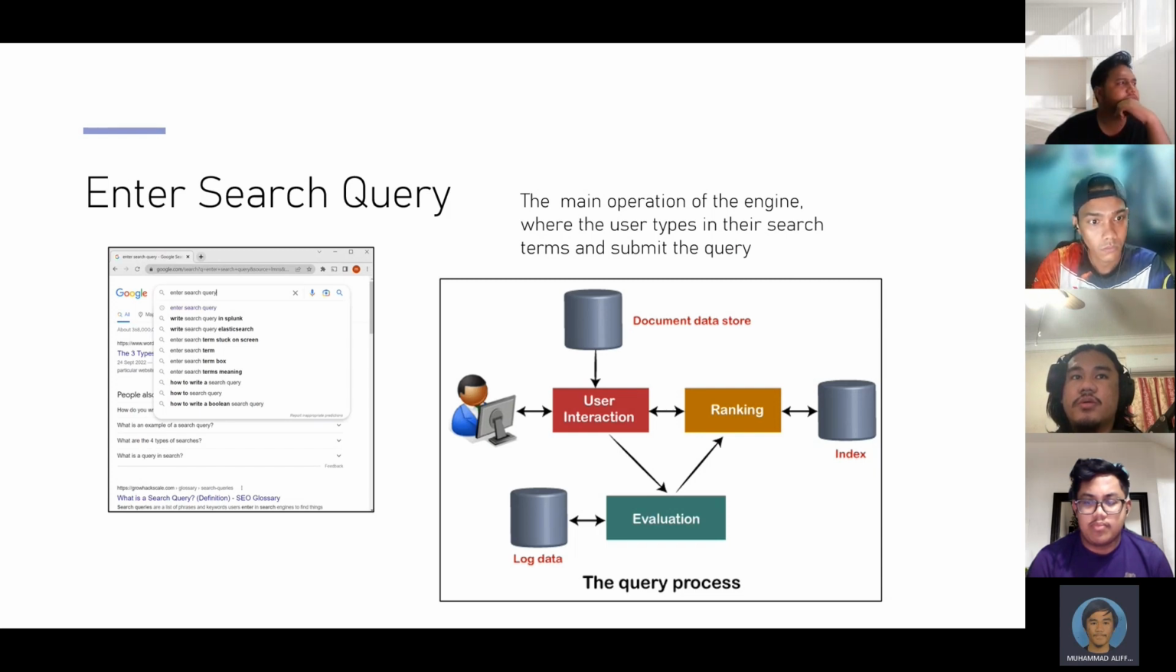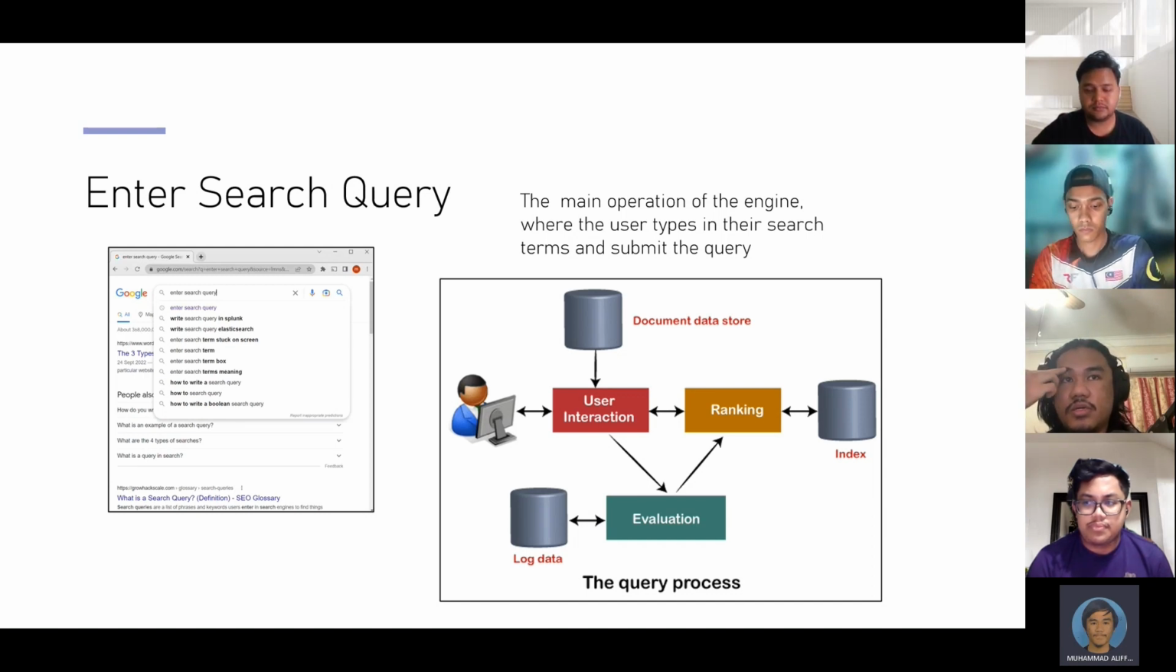So this is how the algorithm works. Firstly, we have the enter search query. This is the main operation of the engine, where the user types in their search terms and submits the query. Here we can see that the user can search any terms that they want to find in order to gain the information based on their needs in the search engine.